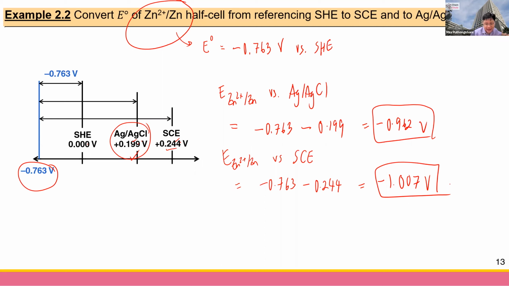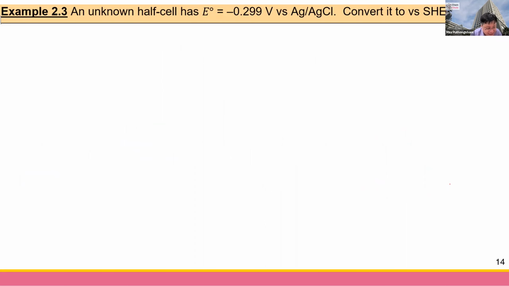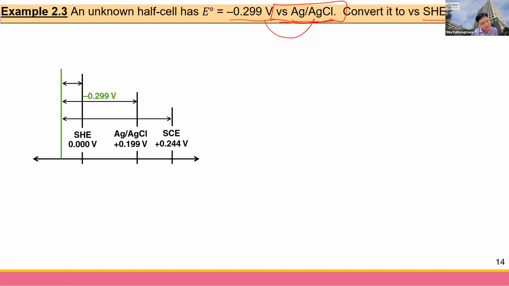This is kind of easy. So let's do a more complicated one. Example 2.3 says that an unknown half cell has an electrode potential of minus 0.299 volts against silver chloride. Now you're given the potential against silver chloride. So let's convert it to the hydrogen electrode and calomel electrode. Again, to help your calculation, you can draw the number line. This is your unknown half cell, minus 0.299 volt, measured against the silver chloride.